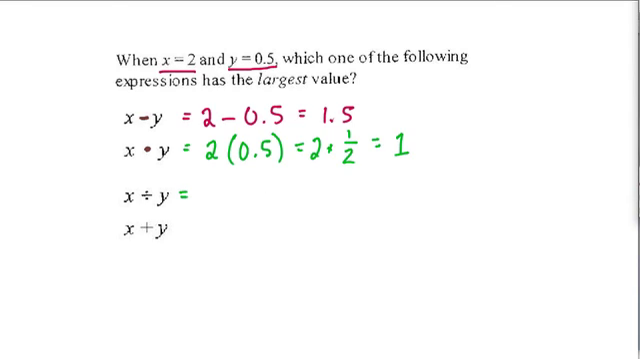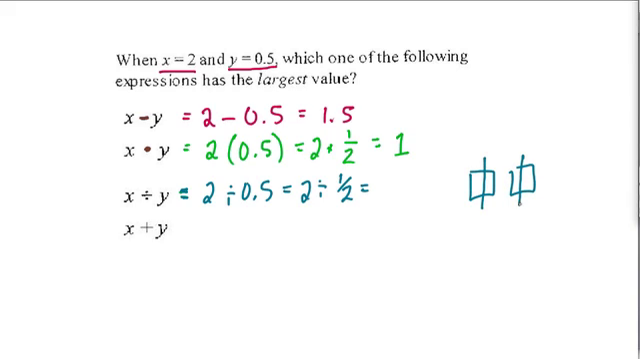Okay? Next one. Well, this one says x divided by y. So we get 2 divided by 0.5, which usually I would write as a fraction. 2 divided by 1/2. And this means, well, how many 1/2's go into 2? In other words, if you had 2 items, and you split each of them in half, how many pieces do you have? Well, you can see right here there would be 4 pieces. And you might know the algorithm as multiplying by the reciprocal of half. So we multiply by 2, which is 4. So far, this is the largest.